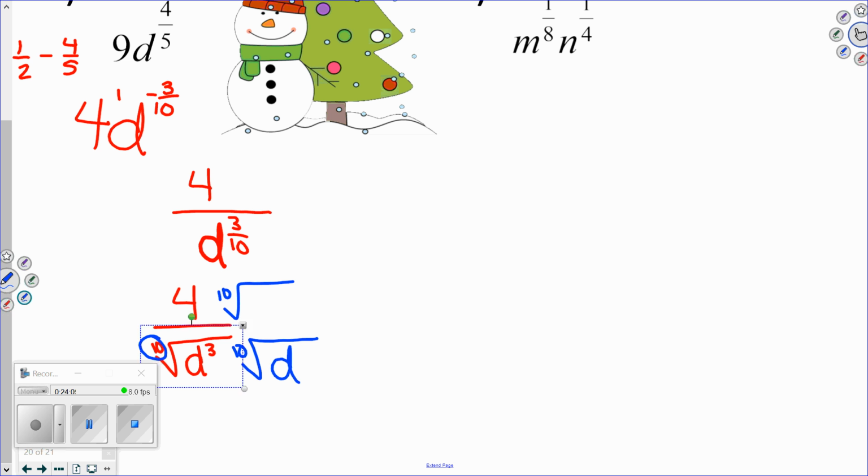I already have 3. I need 7 more to give me 10. Remember this from last week? And whatever I did to the bottom, we have to do to the top. So let's talk through this again, make sure everybody's on the same page.